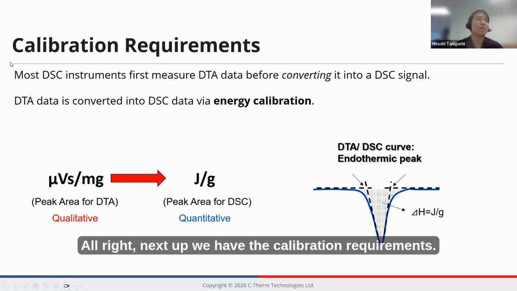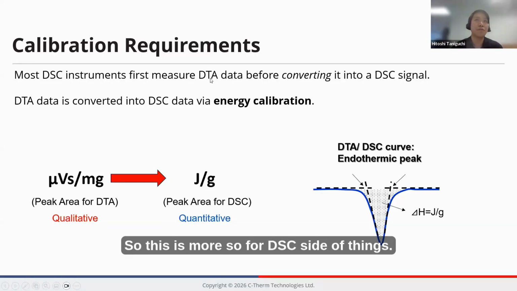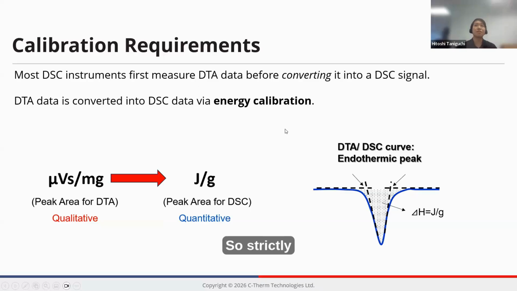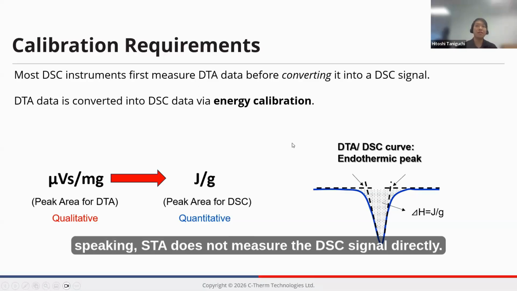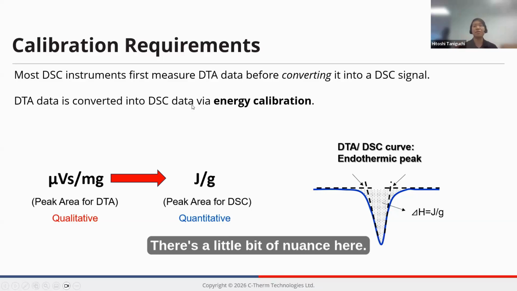All right, next up we have the calibration requirements. This is more so for the DSC side of things. Strictly speaking, STA does not measure the DSC signal directly. There's a little bit of nuance here. DTA is what it first measures, and that gets converted to a DSC signal.